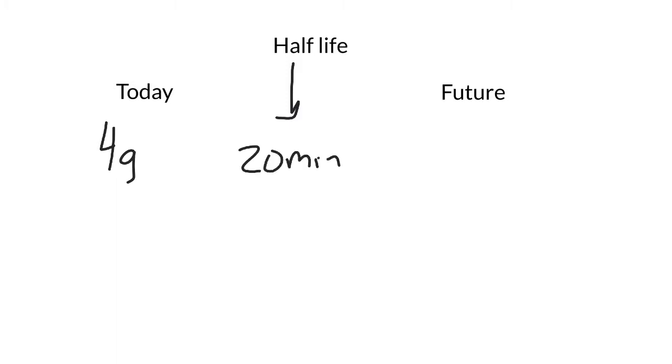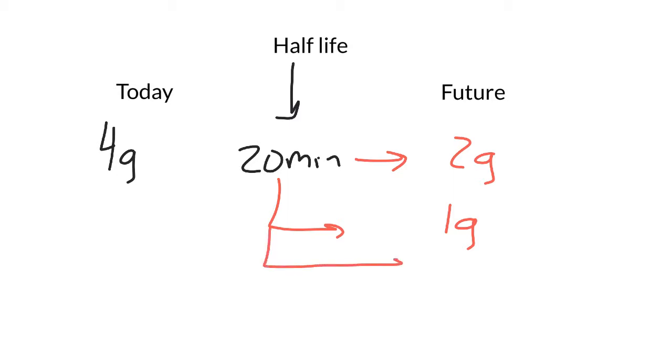Well, what that means is that after 20 minutes have passed, this 4 grams of substance has actually turned into 2 grams of substance. Okay? Now, what happens if another 20 minutes passes? Well, that 2 grams of substance hasn't gone away, but it's turned into 1 gram of substance. So after 40 minutes, you have 1 gram. After 60 minutes, you would have a half a gram. Okay, so every time you have 20 minute time frames going by, you get rid of half of the stuff.